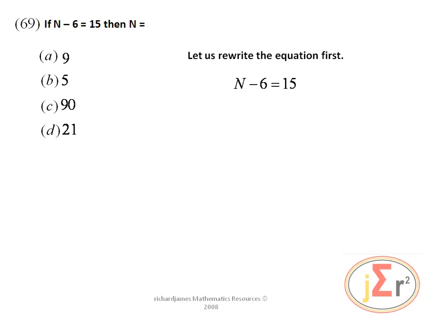Okay, Jerry is saying that we need to make this n be on the left hand side all by itself. But we have on the left hand side n minus 6. So what do you do about that 6, Jerry? Very good. We need to add 6 to the other side of the equation. Why do we do that, Jerry?